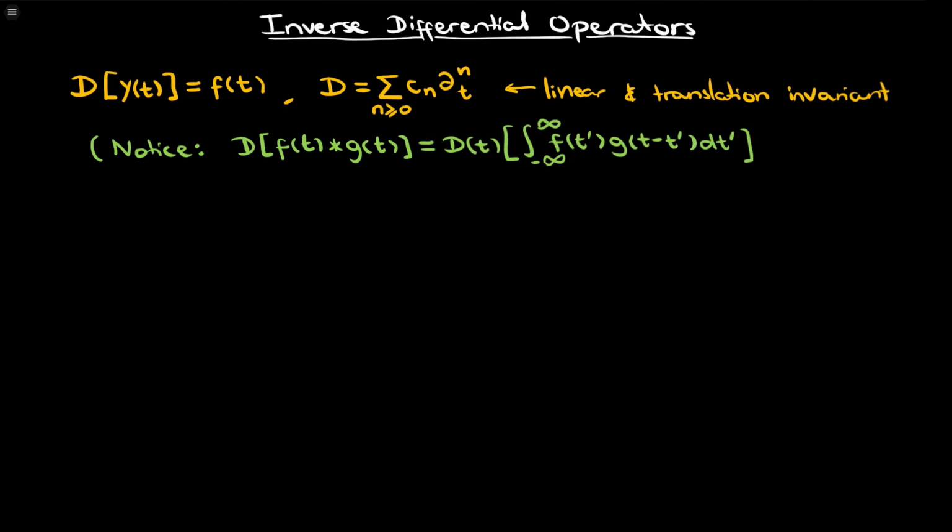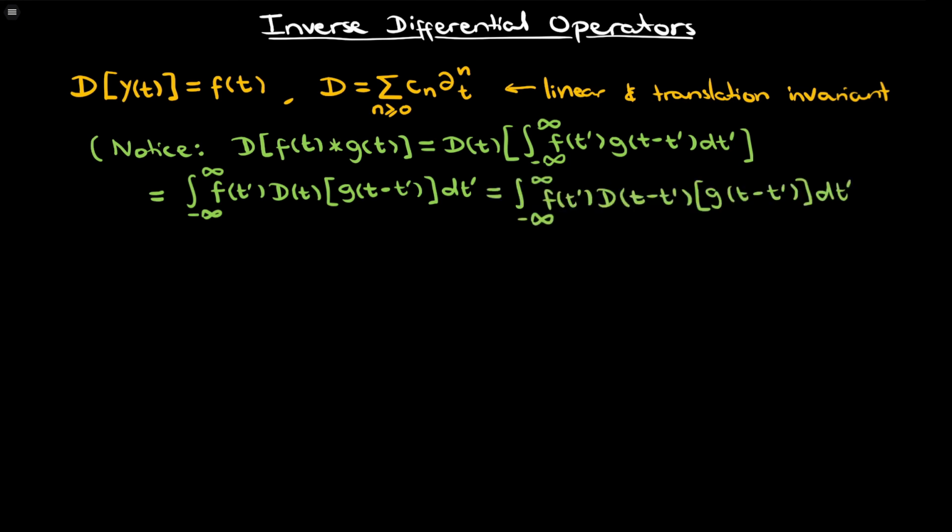Writing the operator D as D in t, and using the definition of the convolution, we can see that we can interchange the order of integration and differentiation because t and t prime are different variables. Furthermore, in the integrand, g is the only function with t dependence, and so we can pull f of t prime out of the operator. But D is translation invariant, so we can write D in t as D in t minus t prime. And we see that this is equal to the convolution of f of t and the differential operator acting on g of t. So we see that linear and translation invariant differential operators acting on a convolution can be passed into one of the convolved components, in this case g of t.